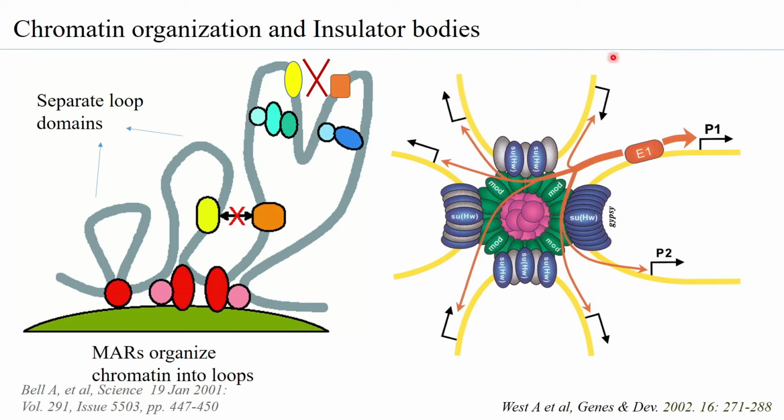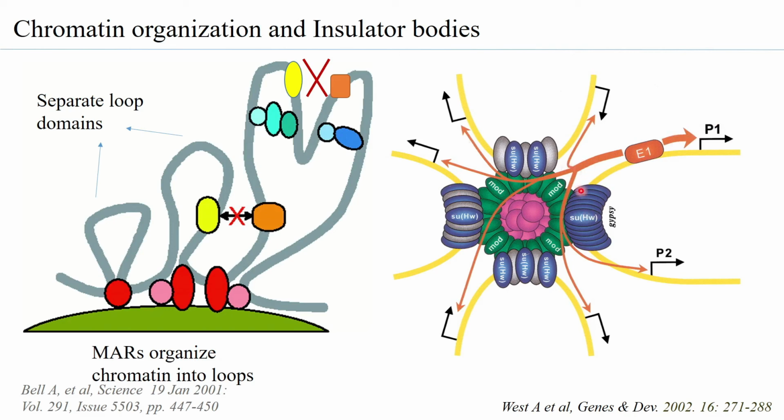So you have chromatin loops present all around the insulator body, and the insulator body is able to influence the transcription regulation from different promoters that are present in these loops. So if you have an enhancer present here, it is able to stimulate transcription of promoter 1, but it cannot.